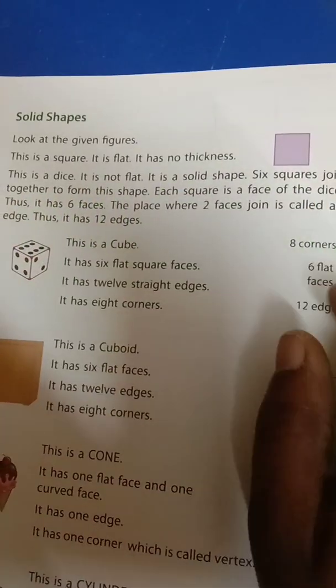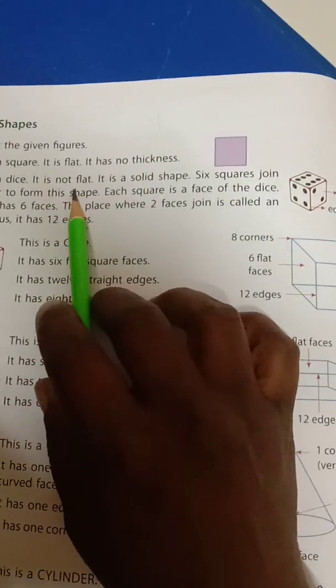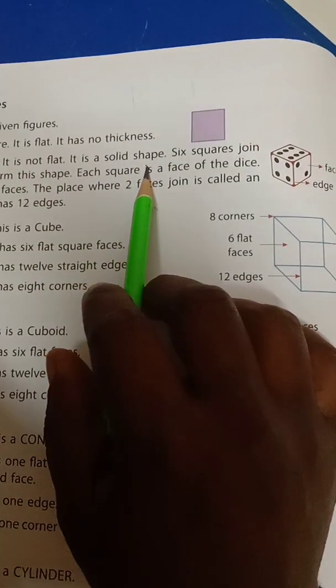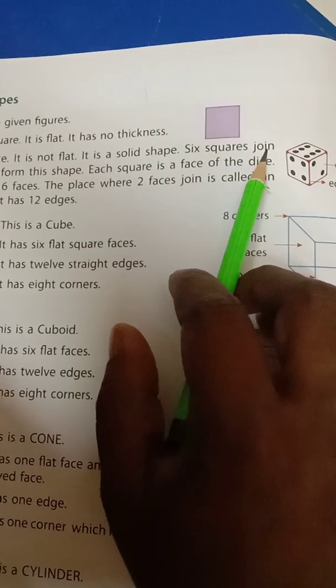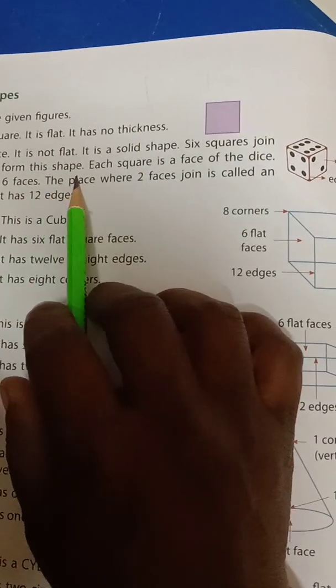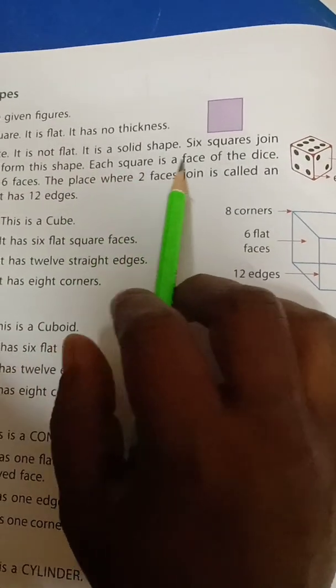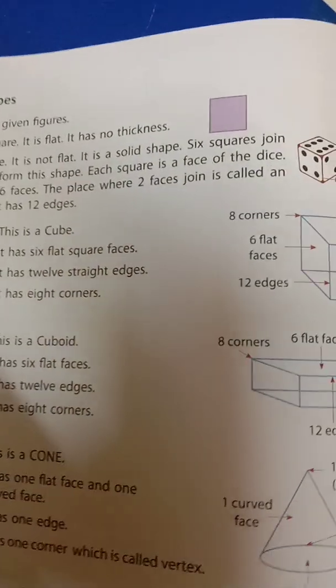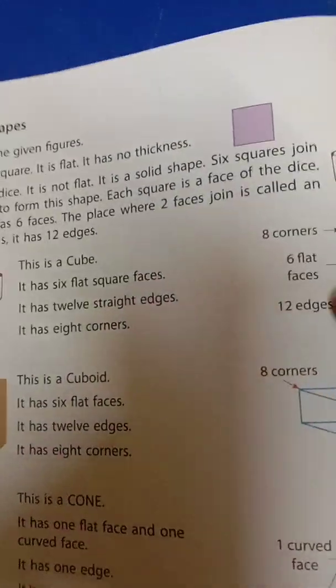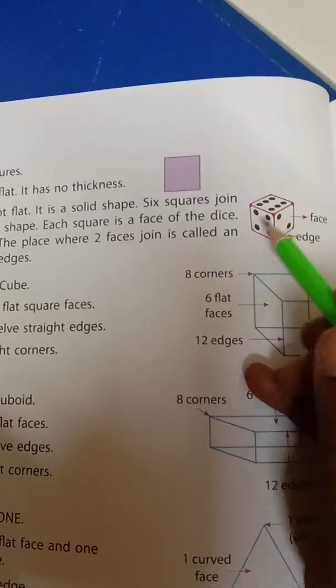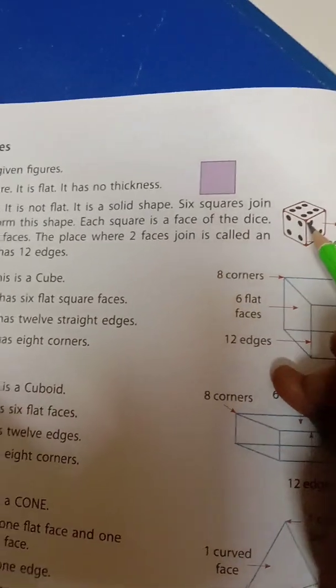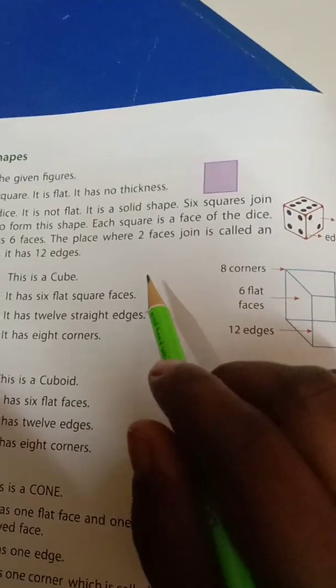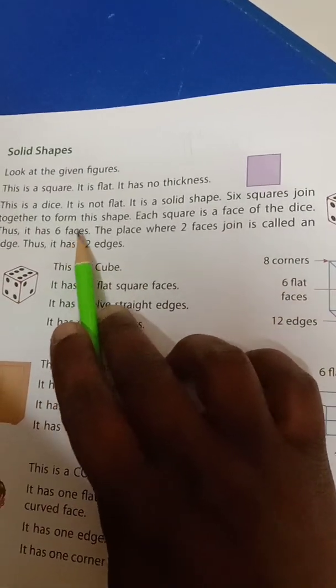Then this is a dice. It is not flat. It is a solid shape. 6 squares join together to form this shape. Each square is a face of the dice. See here, 6 squares are joined together to make one dice. Thus it has 6 faces.